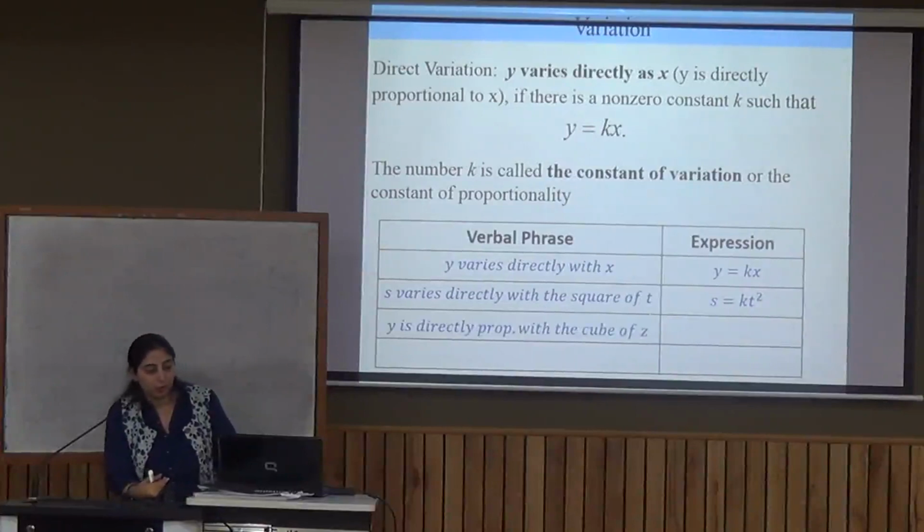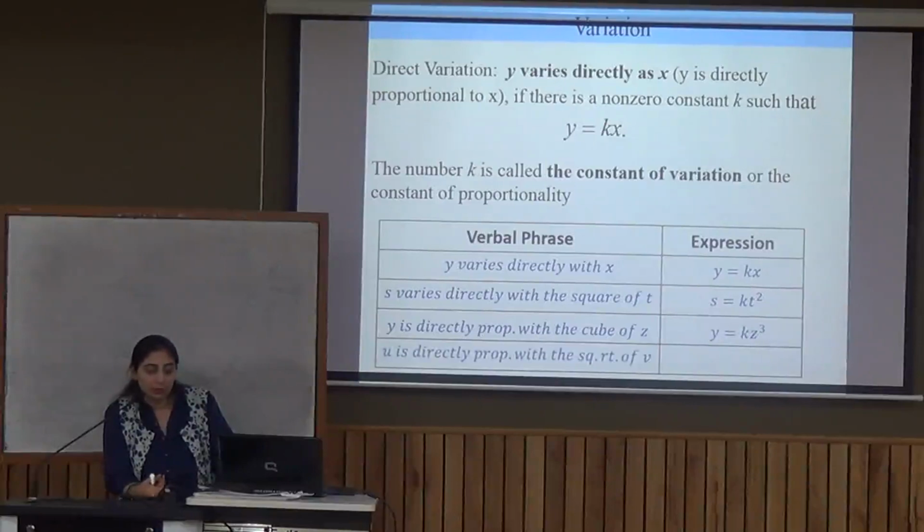Y is directly proportionate to the cube of z. Y is equal to kz cube. U is directly proportionate to the square root of v. So u is equal to k root v, where k, you can see, is everywhere a constant of proportionality, or a constant of variation.